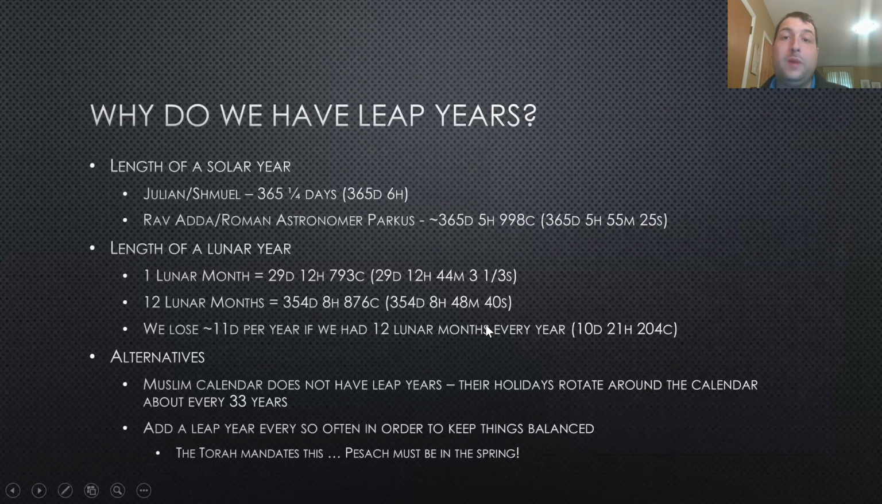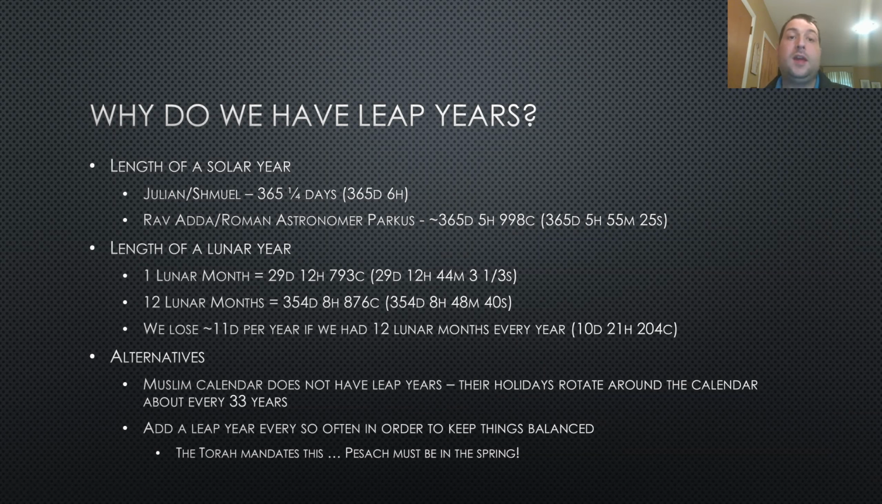We talked about why we need a leap year. We talked about how 354 approximate days is 12 lunar months, and if you don't add a leap year every so often, add another month, you actually end up losing time. The Muslim calendar, for example, Ramadan moves approximately 11 days every single year. And so their holidays can happen at any time of the year, but the Torah mandates that we must have Pesach in the spring. And so we add leap months in order to maintain that balance.